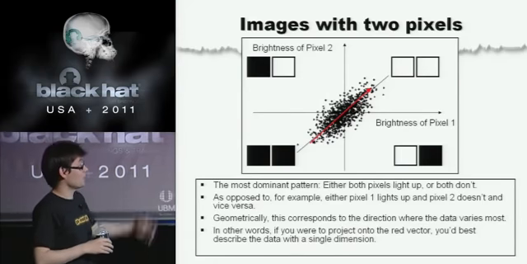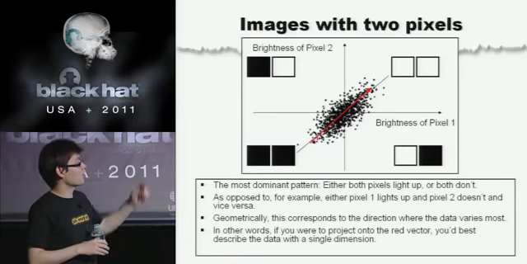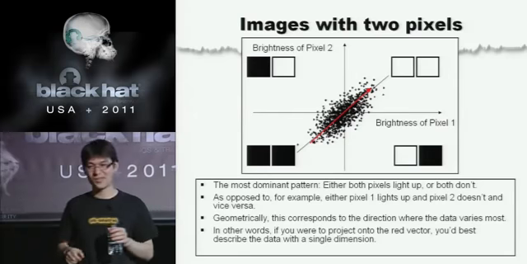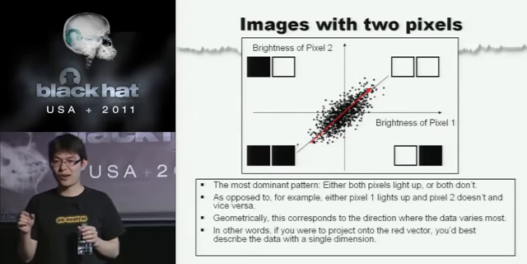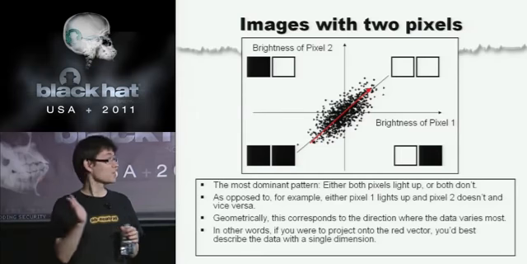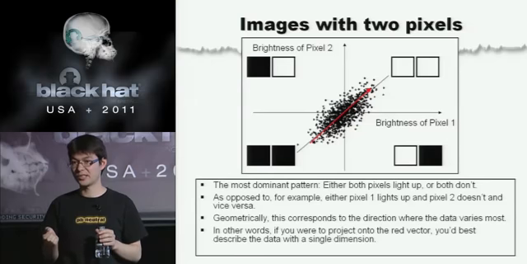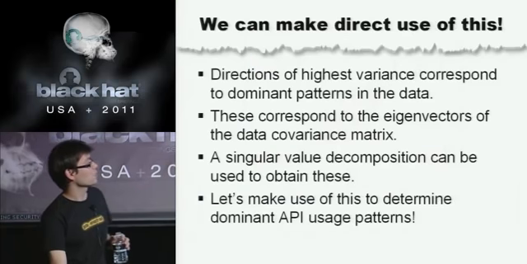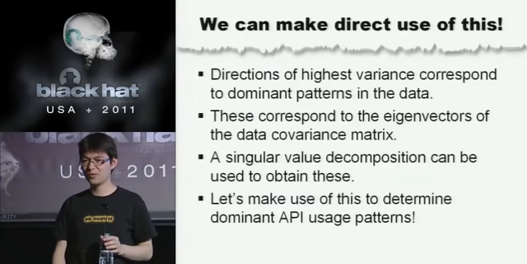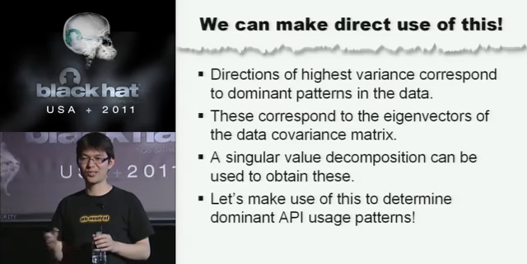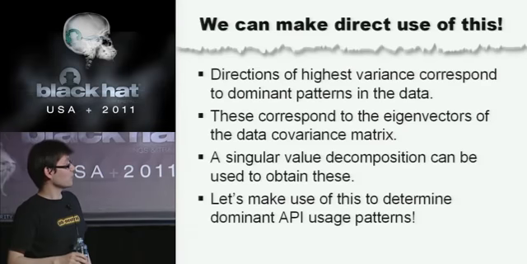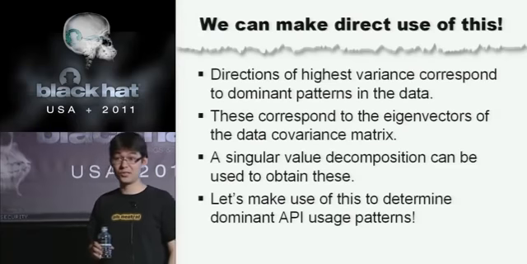And that corresponds to, as you can see in the image, the direction where the data varies mostly. So think about this. This means that all we have to do to find dominant patterns in this space is to find the directions of highest variance, where the data varies most. So you don't really have to deal with this problem anymore. You can give that to the math guys, and they've been working on finding directions of highest variance for years. And it turns out, all the software you need to do this is already there.